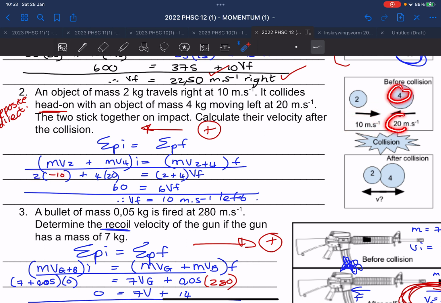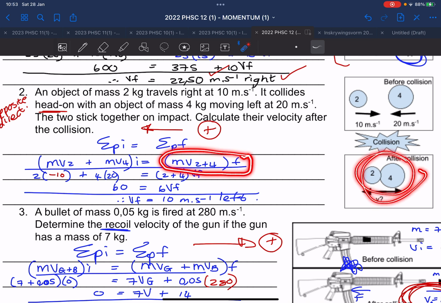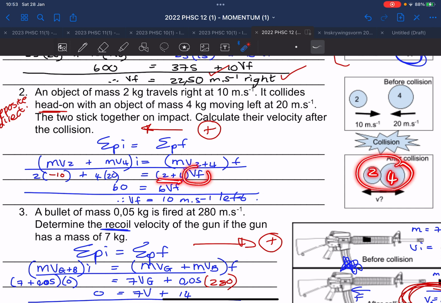Then we have 4 times 20. And on the right-hand side, I wrote this down as one thing. Why? Because they stick together. So they will have the same velocity. I can see it as one thing. So the mass of this one thing is 2 plus 4. And I don't know what the final velocity will be. Okay, you substitute it and you get 10 meters per second. And because you get a positive answer and we chose to the left to be positive, it is to the left. Okay, then here's the next one.